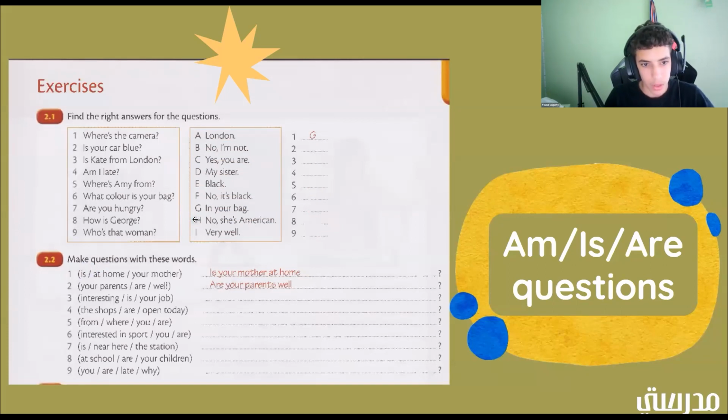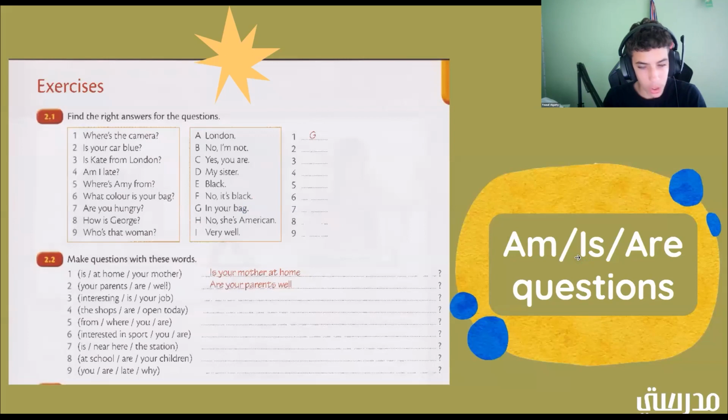All right. Now we have interesting is your job. And you guys were right. Whenever you guys first said it, it's your job. Wait, sorry, not your job is interesting. That would be a statement. Whenever you guys first said it, is your job interesting? That is what you guys said. And it's correct. Is your job interesting? That's number 3. All right.